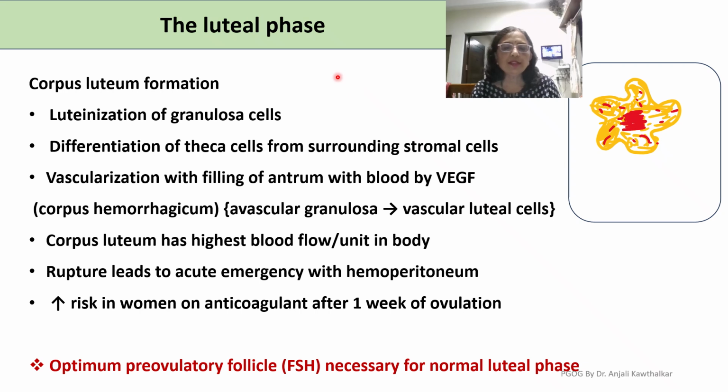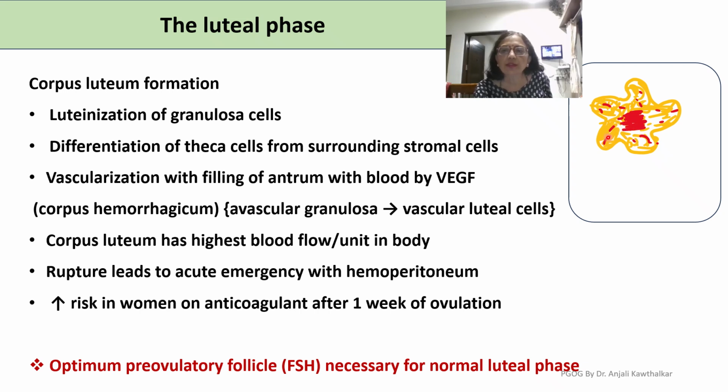Now coming to the luteal phase. Corpus luteum formation is because of the luteinization of granulosa cells after ovulation. Then there is differentiation of theca cells from surrounding stromal cells, and further differentiation of theca cells to form the corpus luteum. There is vascularization with filling of the antrum with blood by VEGF. So there is vascularization with filling of this antrum with blood, and this action is by the vascular endothelial growth factor, which is secreted by the corpus luteal cells.